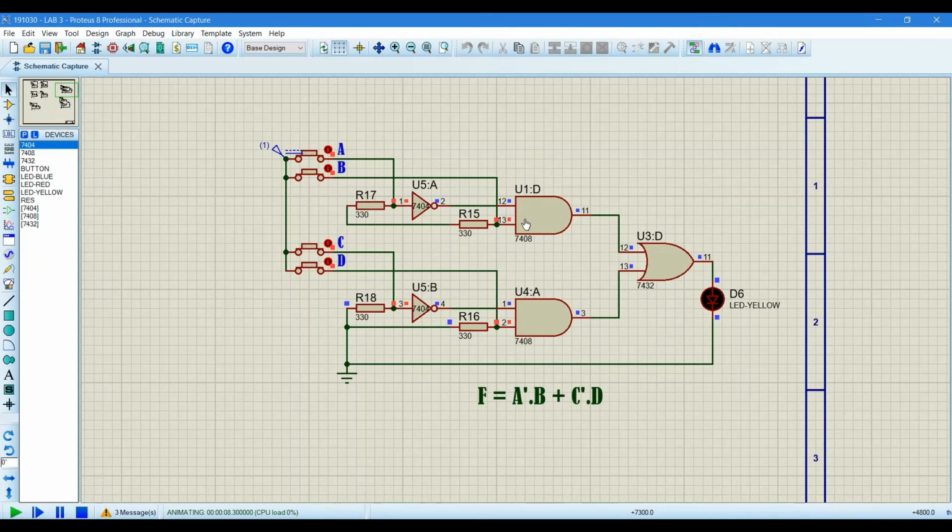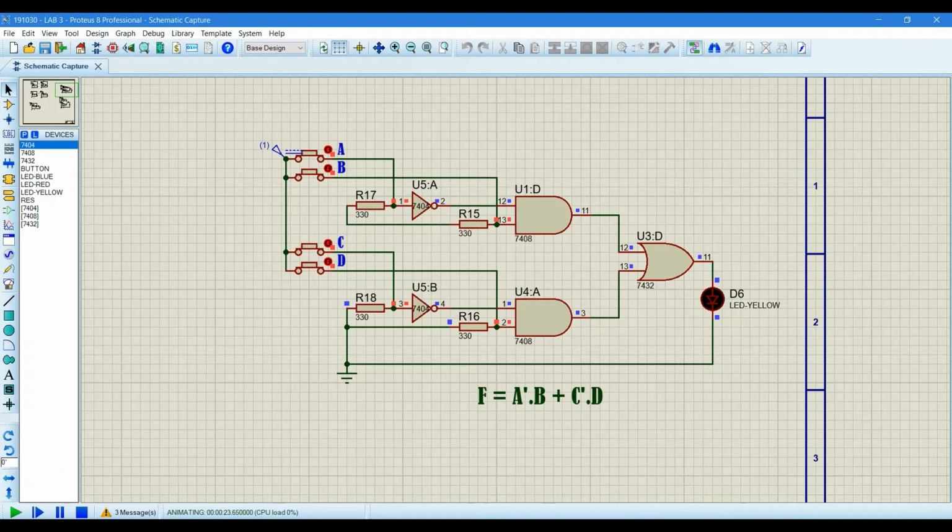Here you can see A coming to this. For the A complement we put a NOT gate, and here for the C complement we put a NOT gate. The other inputs go directly to the AND gate's second input, like B directly for B, and D directly for D. And both these AND gates, A complement B and C complement D, go to the OR gate, that is A complement B plus C complement D.